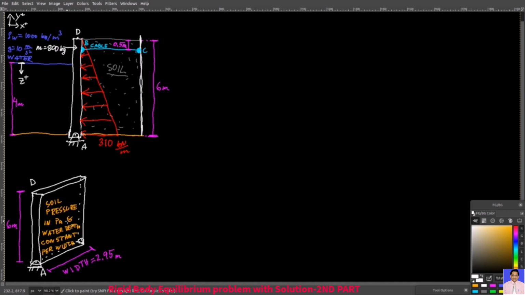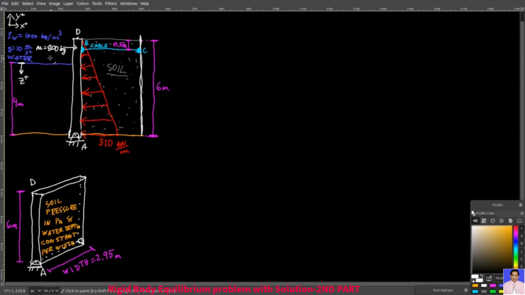The soil pressure in pascals and the depth of water are both constant per width. This wall between the soil and water is attached to the ground with a smooth pin at A. To ensure that the wall does not rotate counterclockwise about point A due to soil pressure, at point B we have a cable support. Its other end, point C, is connected to another fixed wall.